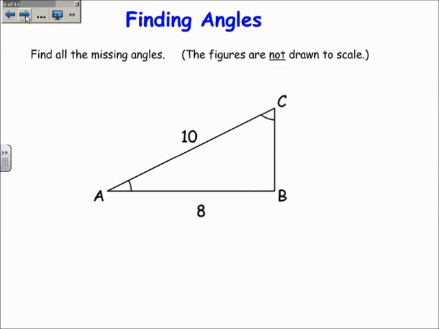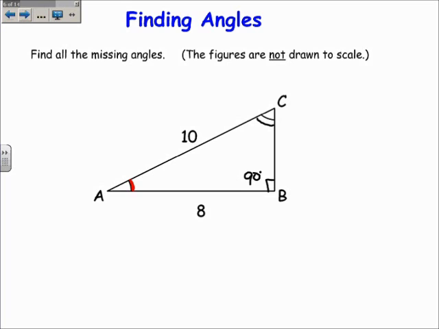Okay, so find all the missing angles. The figures are not drawn to scale. Now, one thing that's not put in here is that these two angles are different, and this is a right angle. So now I know that B is 90 degrees. That's pretty simple. But finding the other two, I can either start with A or C. I'll just start with A.